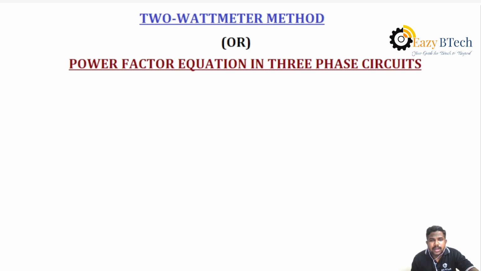In this video, I am discussing the power factor equation in a three-phase circuit by using the two wattmeter method. That is, in a three-phase circuit, the total power can be calculated by using only two wattmeters. That means in any two phases, two wattmeters are connected, then the total power will be calculated.